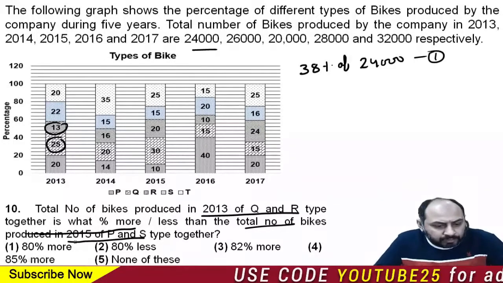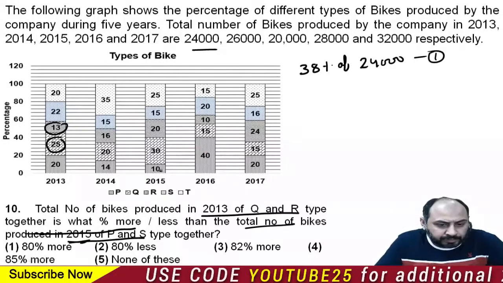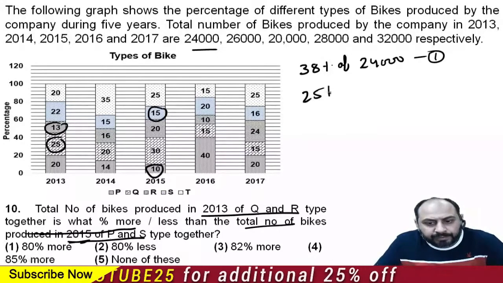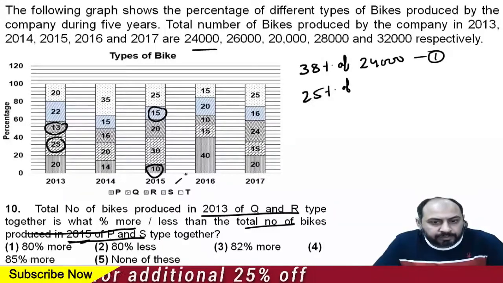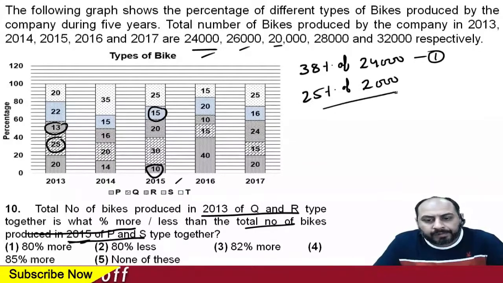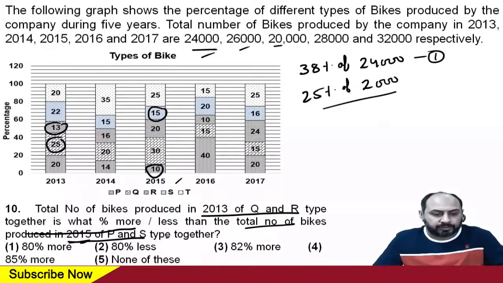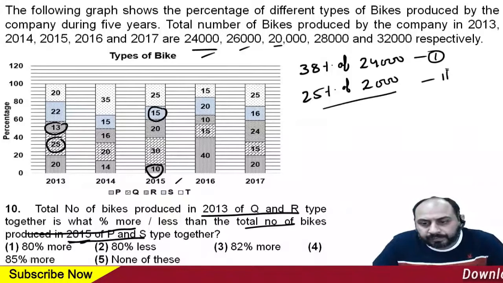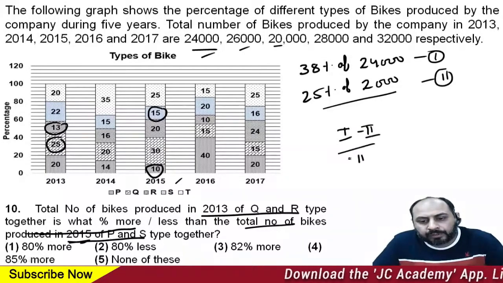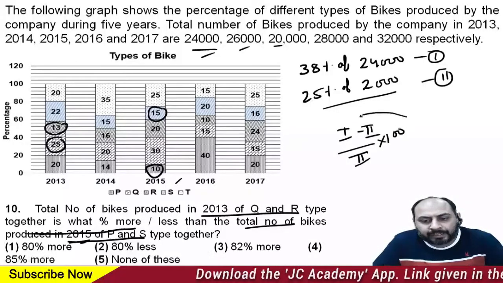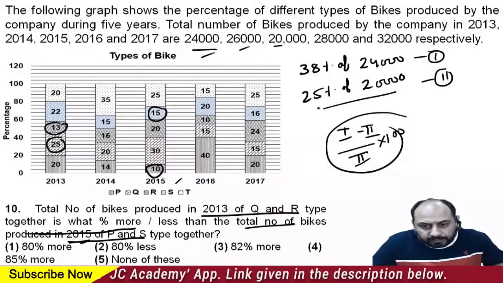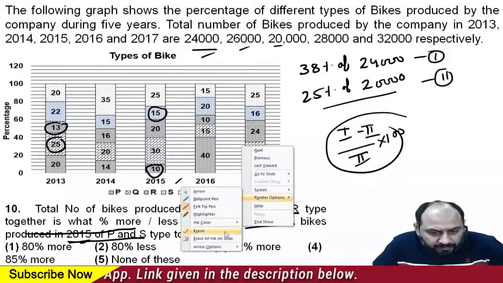And then we go to 2015, P and S. We're supposed to find 25% of the year 2015, which is 20K, right? So we're supposed to find the difference. What it is asking is (1 minus 2) upon 2, into 100. This is what is supposed to be calculated. This is 20,000. Okay, let's do some calculation over here.